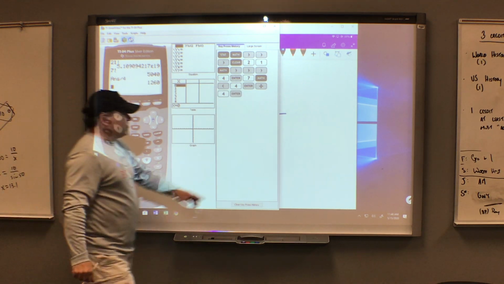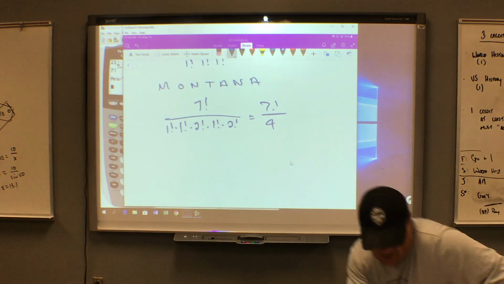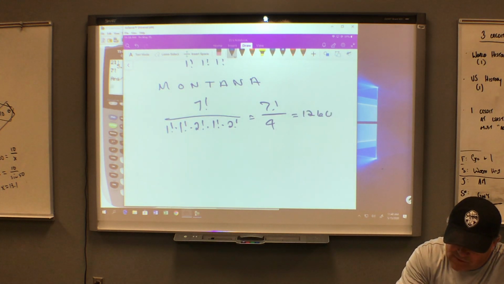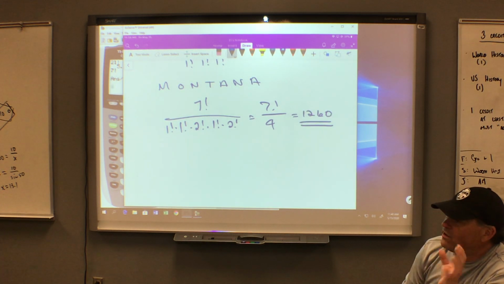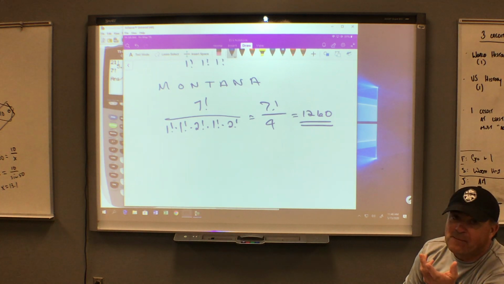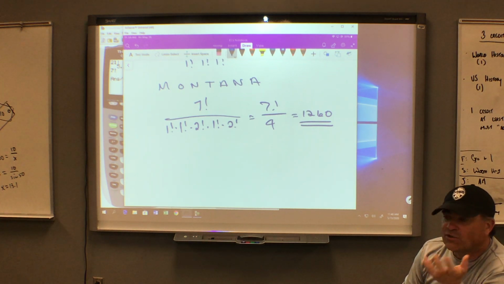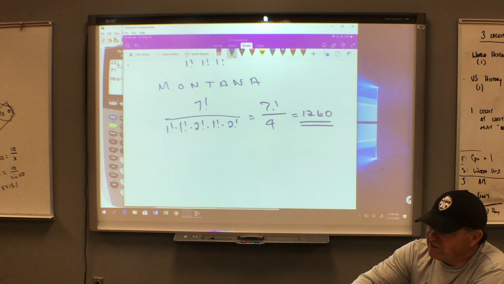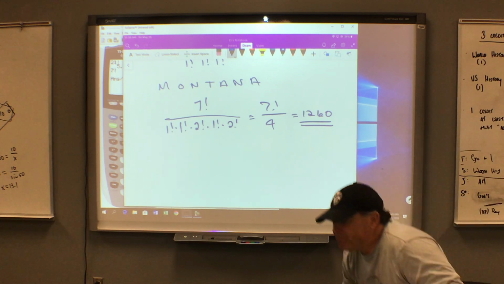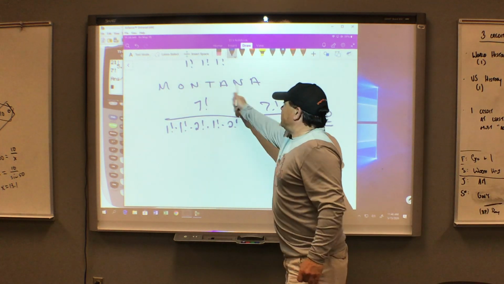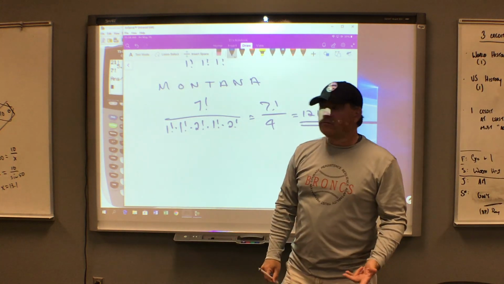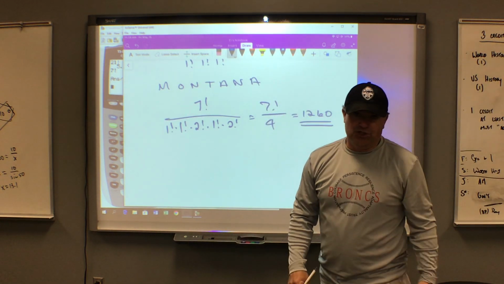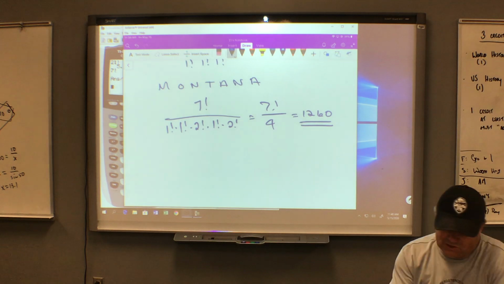So there's 1,260 distinguishable ways that we could arrange the letters of Montana. Right? And distinguishable again means that, hey, they look different. They are not the same. You know, so if I just switch these A's, they look the same. Okay? Now this changes quite a bit if I was to do this.